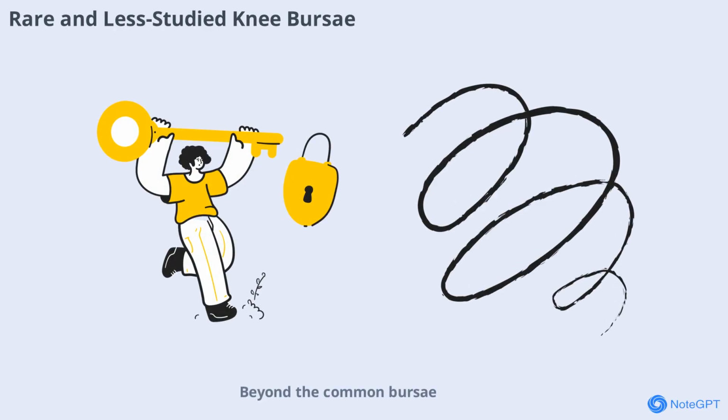Beyond the common bursae, several less characterized bursae can contribute to knee pain, especially in cases of diagnostic uncertainty or treatment resistance. These include the lateral collateral ligament, LCL, bursa, medial collateral ligament, MCL, bursa, subpopliteal bursa, and semitendinosus bursa. Though rarely primary sources of pathology, they should be considered in persistent or atypical cases.